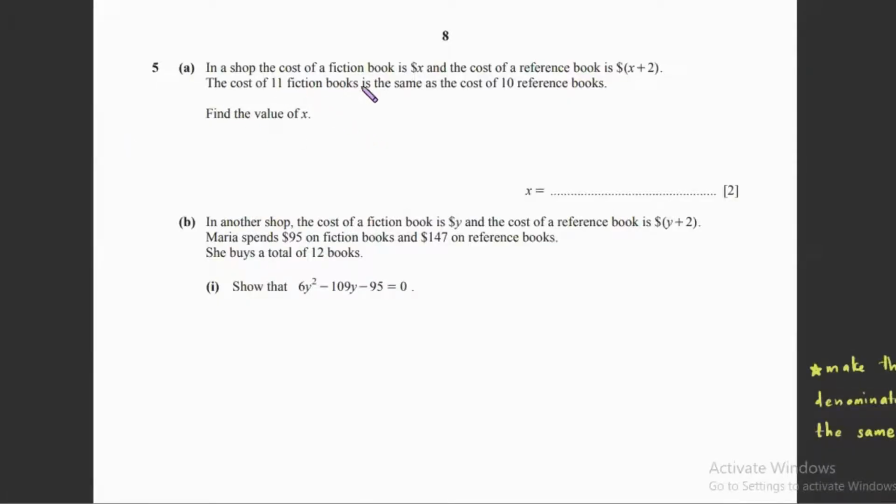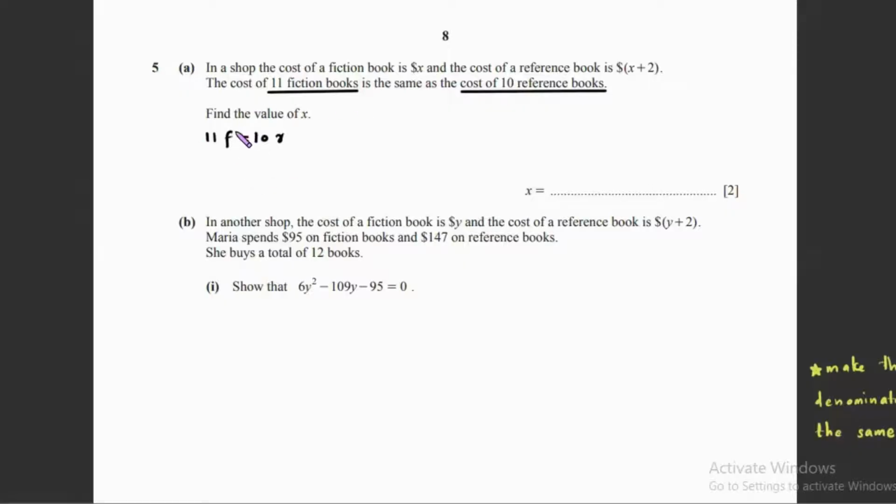In a shop, the cost of a fiction book is X dollars, and the cost of a reference book is X plus $2. The cost of 11 fiction books is the same as the cost of 10 reference books, which means 11 fiction books is the same as 10 reference books. I can write it this way.